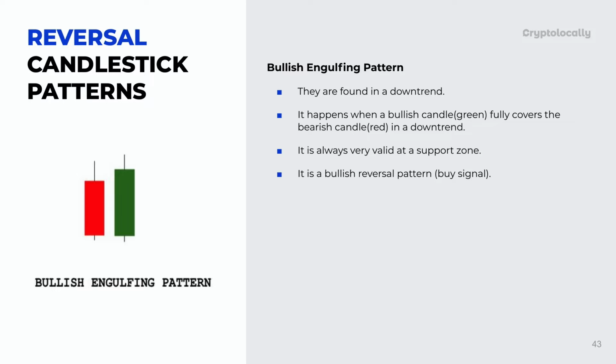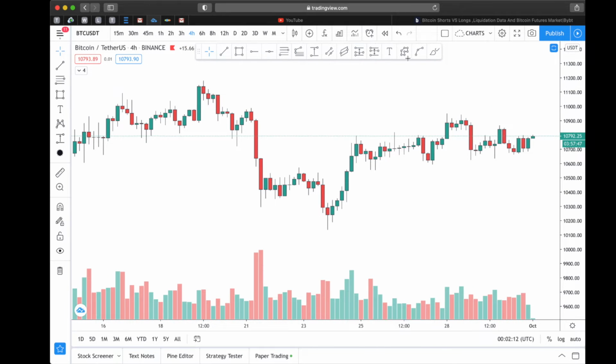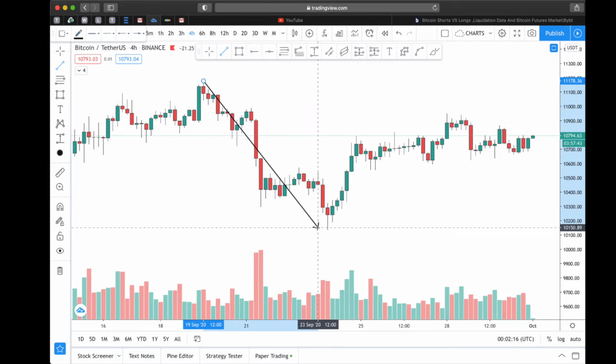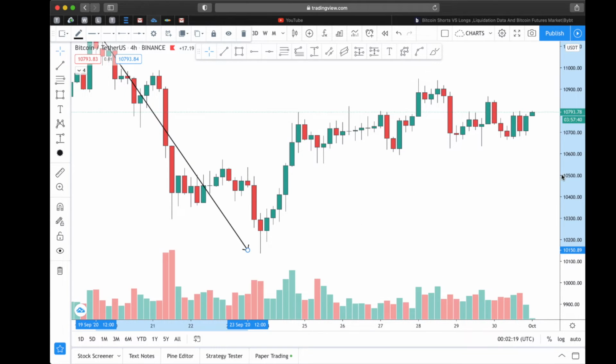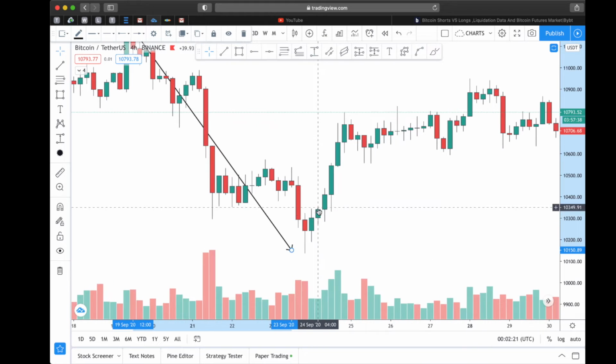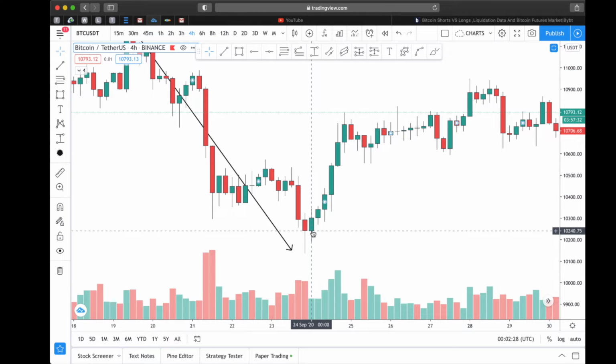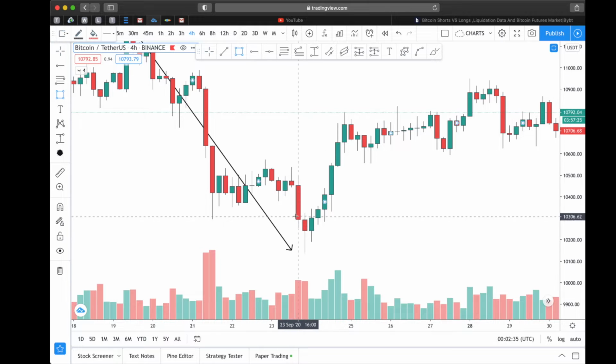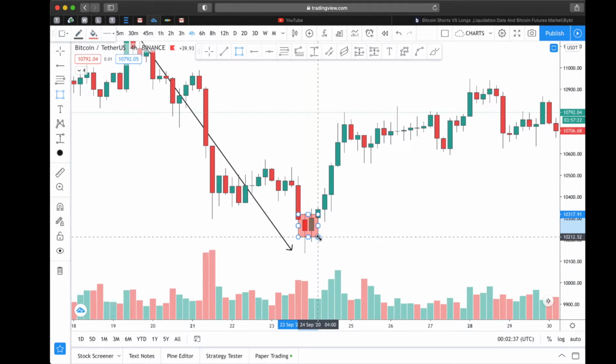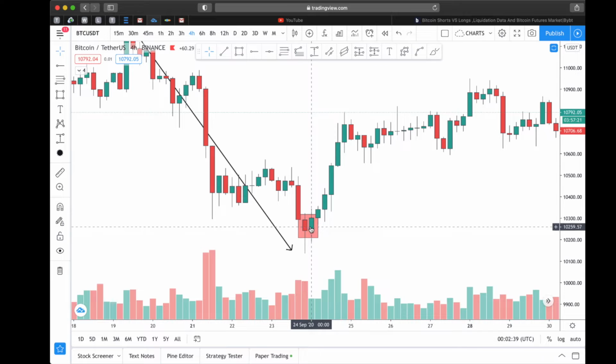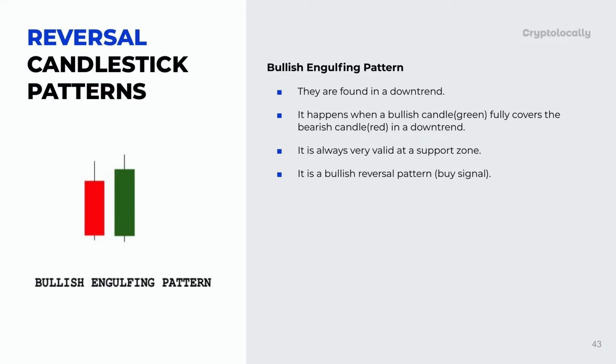So let's see this in a real life scenario. As you can see, we have been having a downtrend. So from this swing high to this swing low, we have been having a downtrend. After the downtrend at support, you can see that there was a red candle, and after the red candle, there's this green candle. You can see that the body of this green candle is bigger than the body of this red candle, which is a bullish engulfing pattern. You can see it. The green candle is bigger than the red candle, and this is what we discussed here.